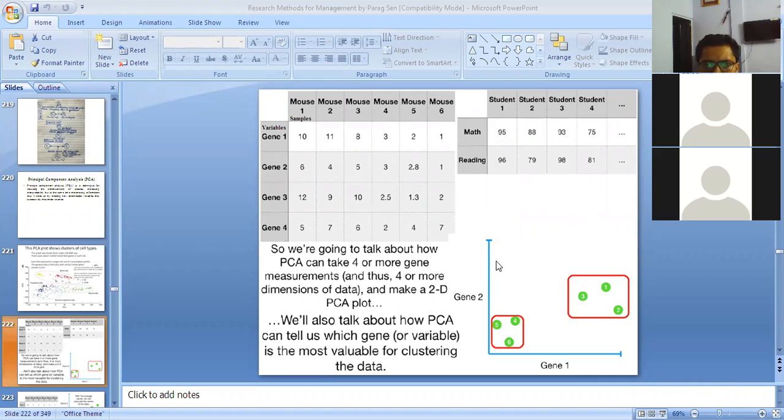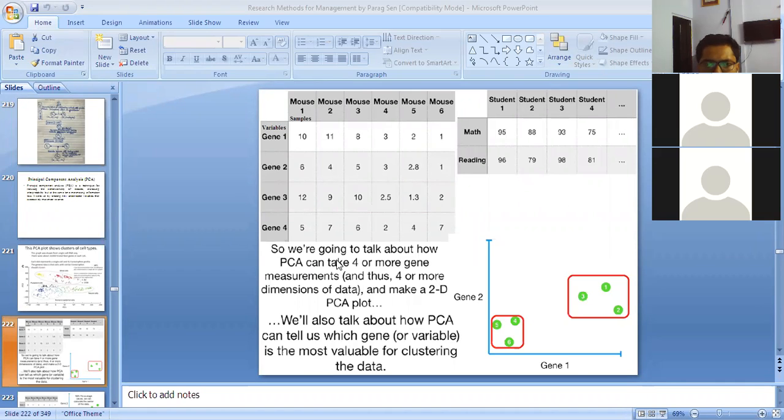Okay, and you have got the scores: how much student 1 has got in math and reading, how much student 2 has got in math and reading, or the sample of mouse 1 for gene 1 is 10, mouse 1 for gene 2 is 6, mouse 2 for gene 1 is 11, mouse 2 for gene 2 is 4. In this way, this matrix has been formulated. So this data, for example, you have collected.